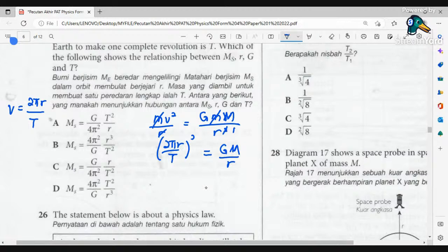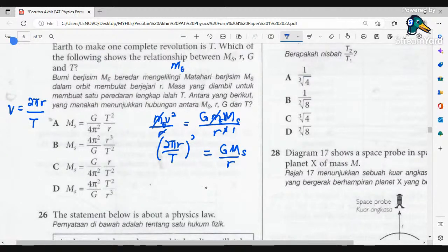Okay, let's say Earth is orbiting the Sun. Earth orbiting the Sun means the small m is Earth. Sorry, ME, it is ME for Earth, and MS for the Sun. The capital M is the focus. The object that is orbiting is the small m. So we cancel the mass of Earth. So this is the mass of Sun.